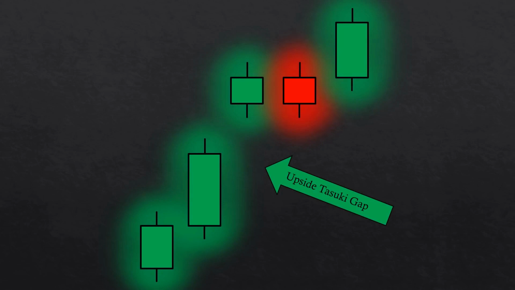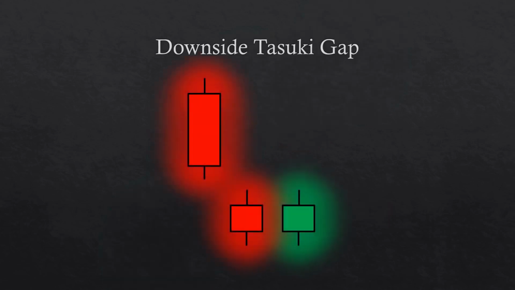Next we have the downside Tasuki gap, which is the mirror image of the upside Tasuki gap. So it's a complex bearish continuation pattern. The first candle is a medium-sized bearish candle. The second is a small bearish candle that opens with a gap down. And the third is a small bullish candle that fails to even attempt closing the gap created between the first and second candlesticks in the pattern.